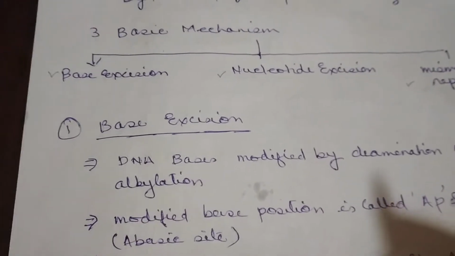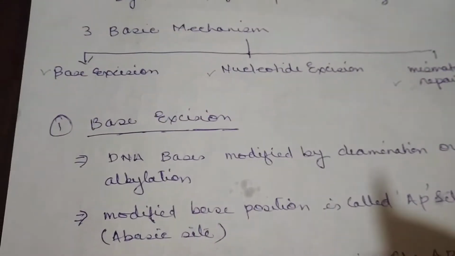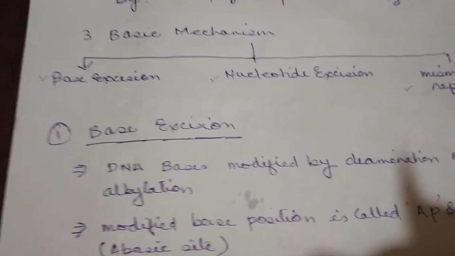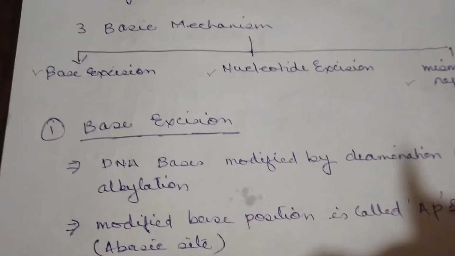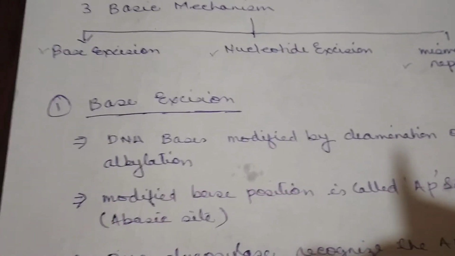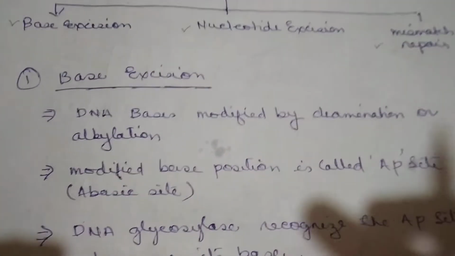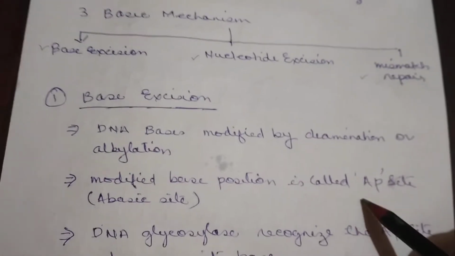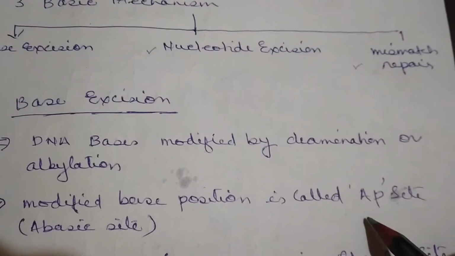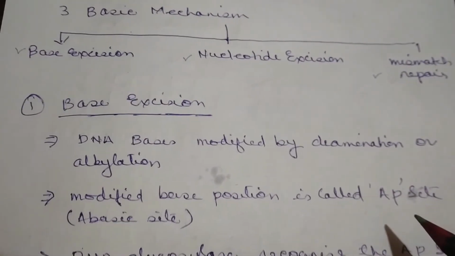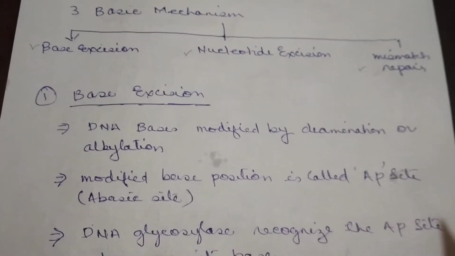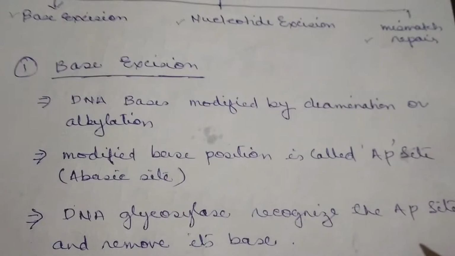So these all lead to damage in that nucleotide base, and it leads to wrong pairing during replication, which might result in a mutation, and it will affect the gene or the polypeptide structure. So this modified base position is referred to as an AP site, an apurinic or apyrimidinic site, because the purine or pyrimidine is altered over there.